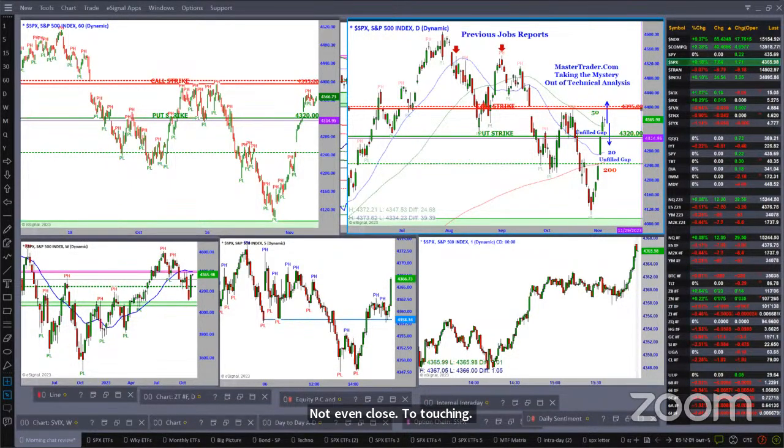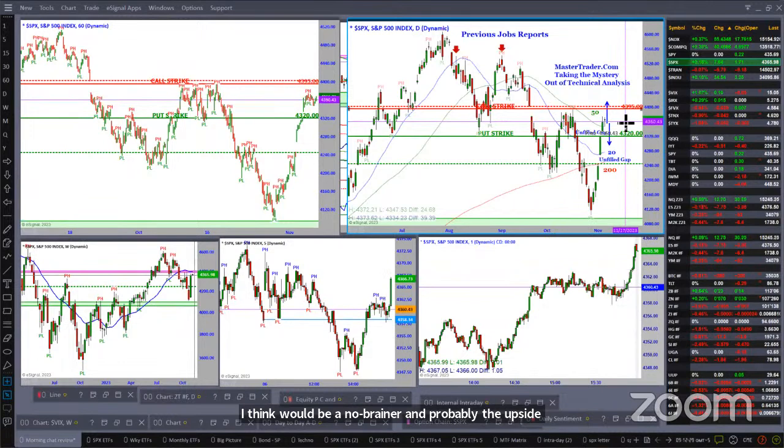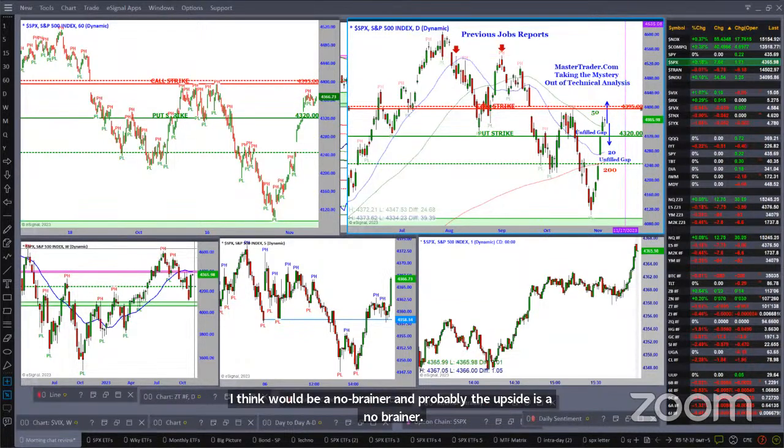43.20, 43.25. Well, 43.20 is where it was yesterday. 43.25, 95 by $1. That's enticing. There's an unfilled gap here, 43.20, I think, would be a no-brainer, and probably the upside is a no-brainer. This thing is just not moving, and I don't really see what is going to make it move today.